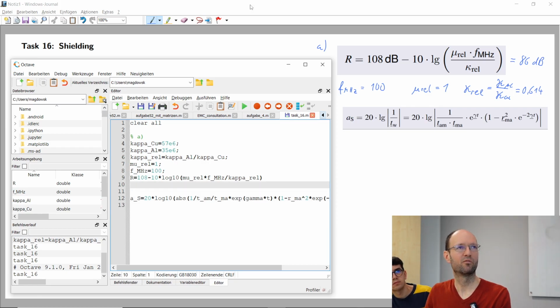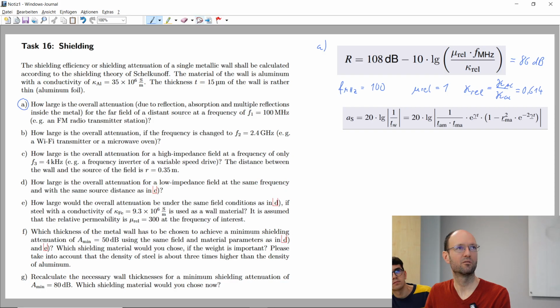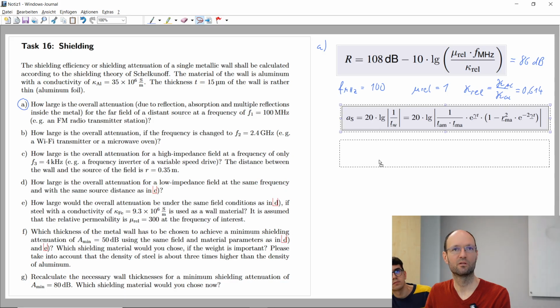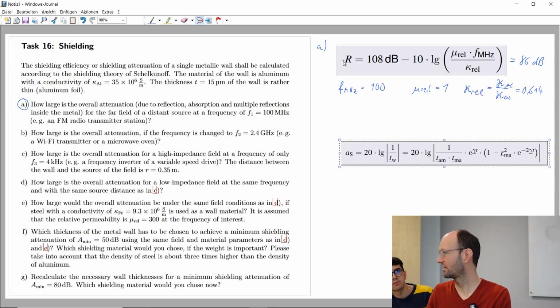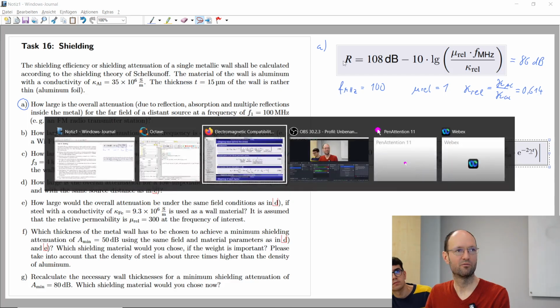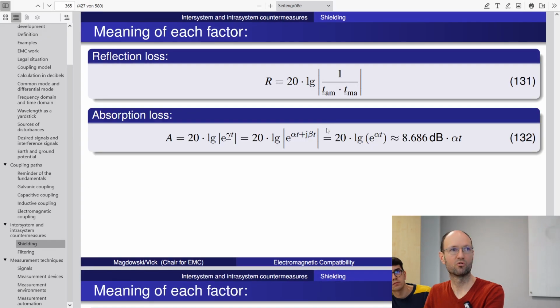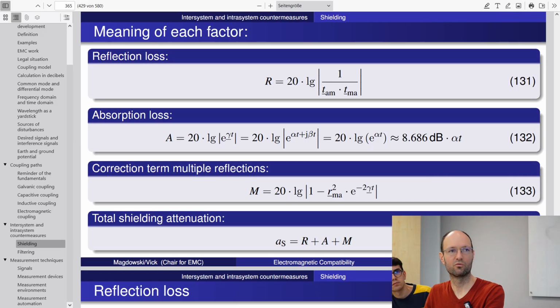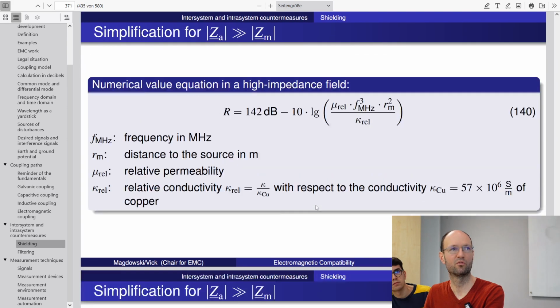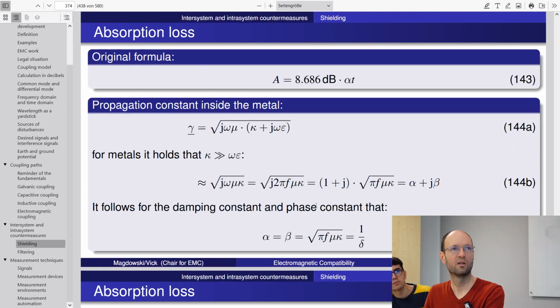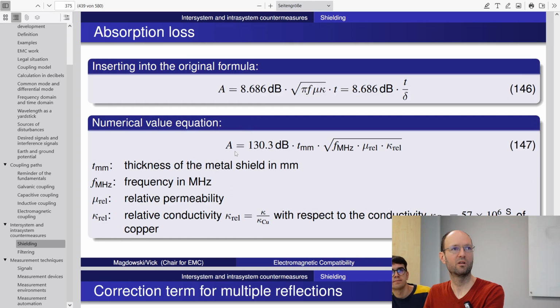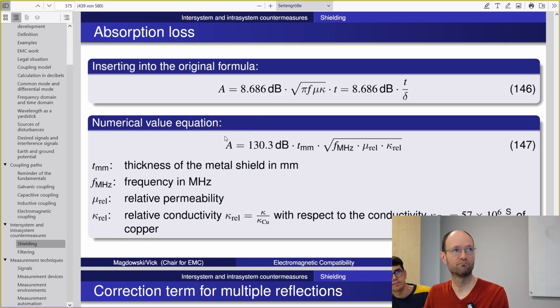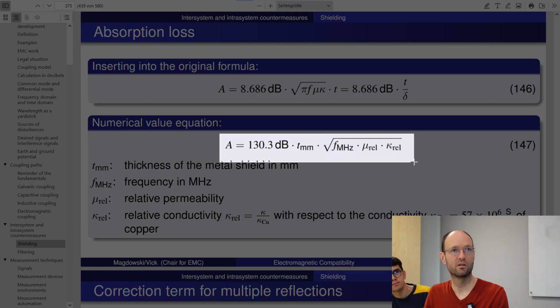Maybe before we go to the exact formula, a good point is that this is just the reflection loss. If we go back to the formula, our total shielding is not only reflection, it's reflection plus absorption plus a correction term for multiple reflections. So we should first have a look at the absorption term. I will scroll forward. This is the absorption term, and this is our numerical value equation here.